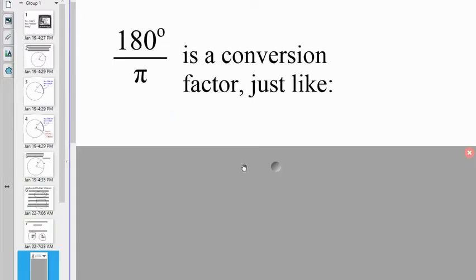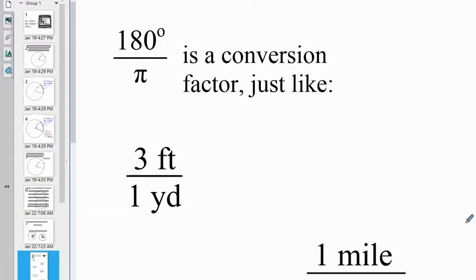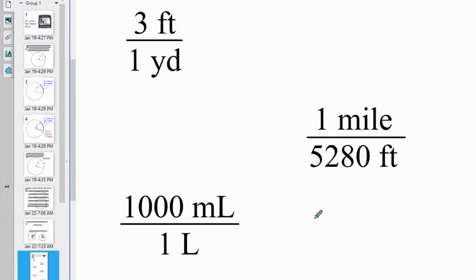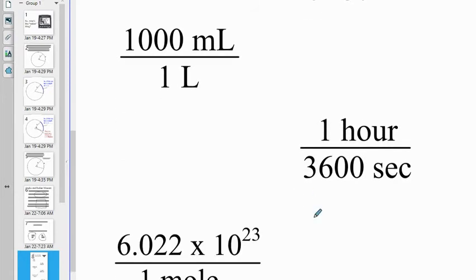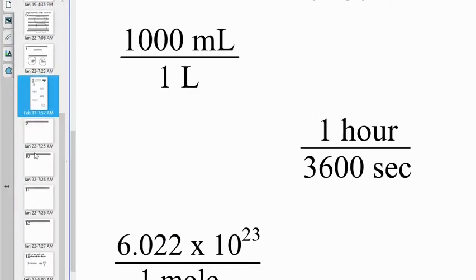Just like 3 feet is the same as 1 yard. So if you're converting from yards to feet, feet to yards, this is the conversion that you think about. 1 mile is 5,280 feet. 5,280 feet is a mile. That's the conversion. And all of these conversions that we've seen before, these are the same thing. If I want to convert moles to atoms, 6.022 times 10 to the 23rd. If you've seen this in chemistry, this is the conversion factor from one to the other. This is the conversion that we keep in mind as we do all the rest of the conversions.